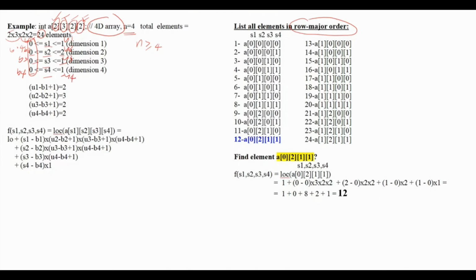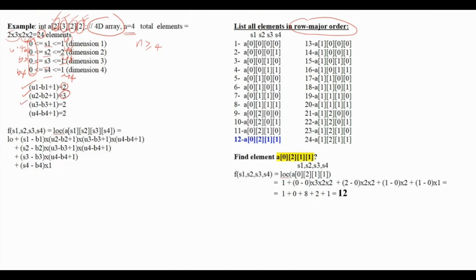To get the sizes of the 4 dimensions, for the first dimension, that would be U1 minus B1 plus 1, which gives you 2. And for the second dimension, that would be U2 minus B2 plus 1, that gives you 3.